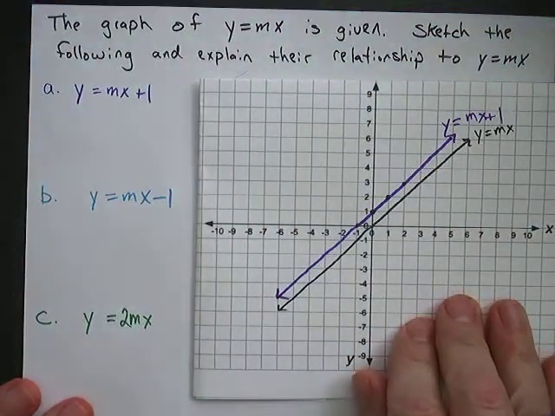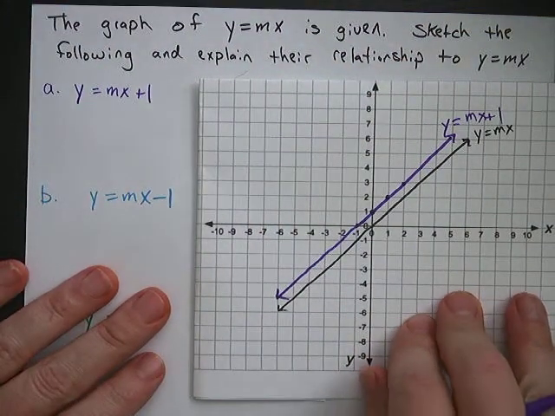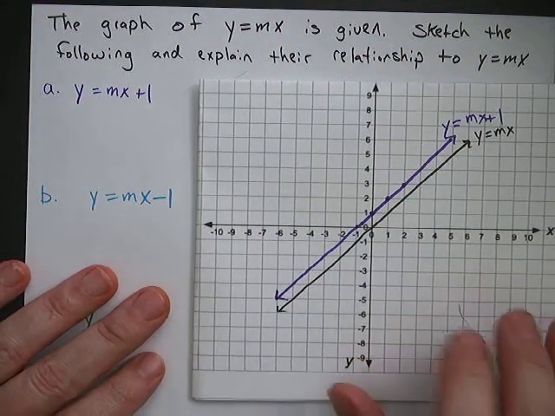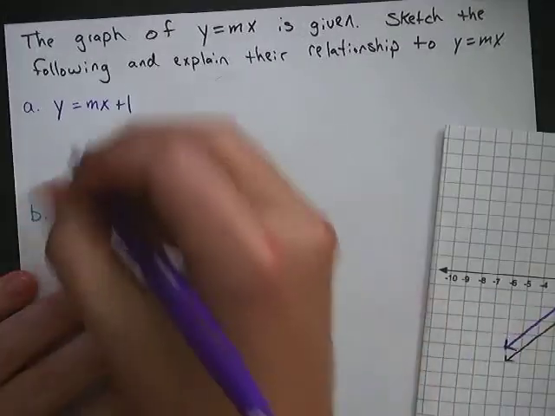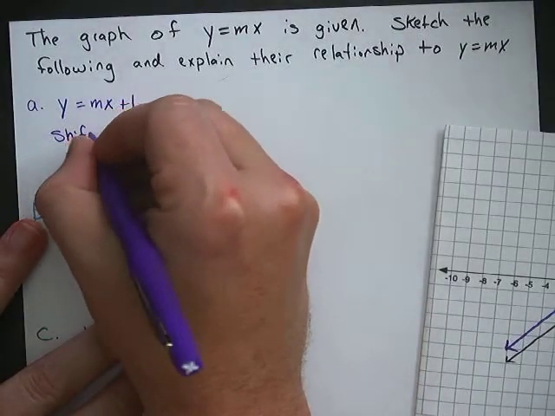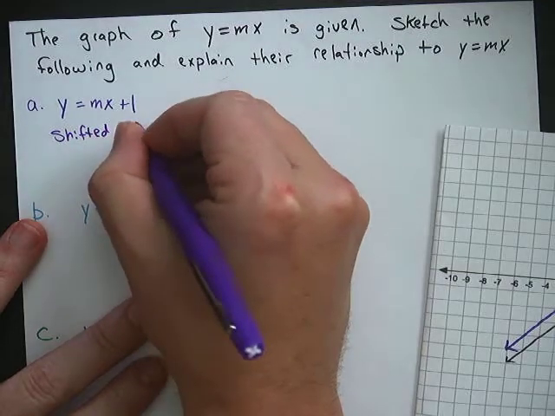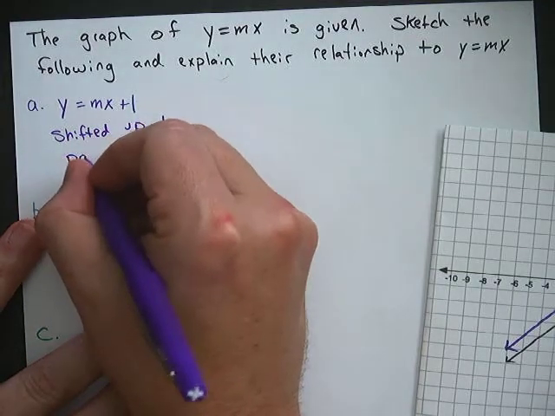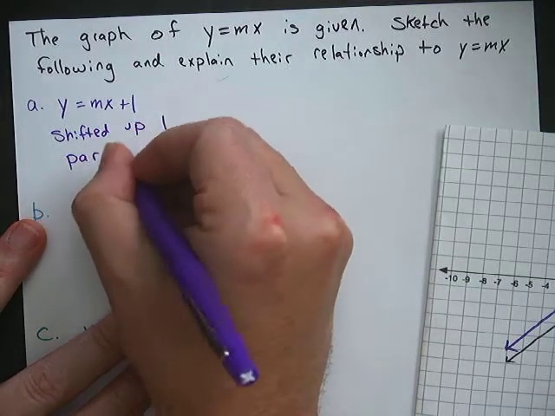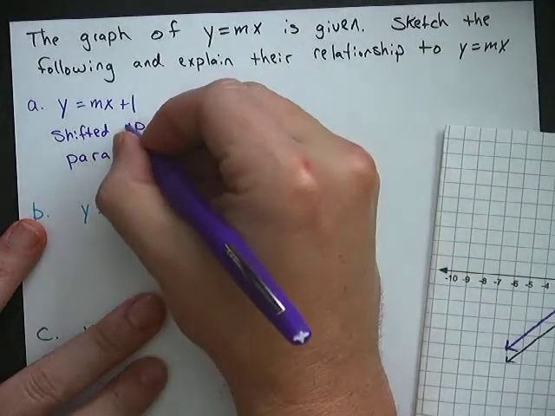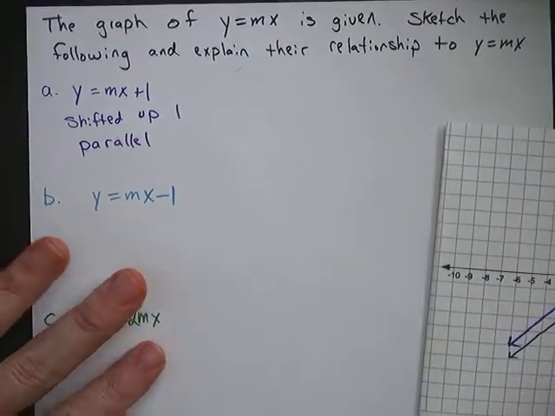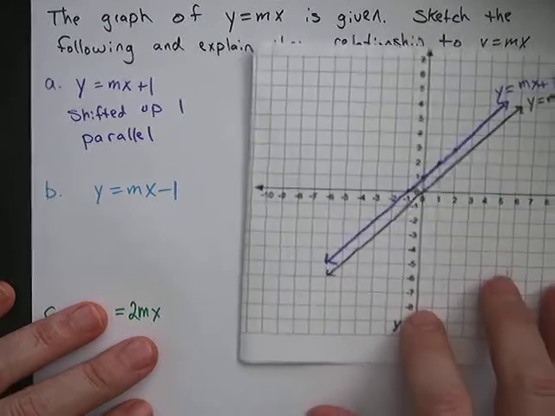Okay, and how does that relate to the original y equals mx? Well, it's shifted up by 1, and it's also parallel. Okay, so shifted up by 1 from the y equals mx and parallel. Okay, let's do the next one.